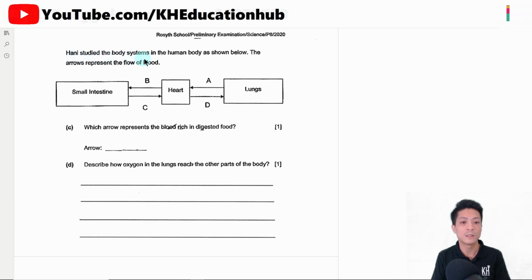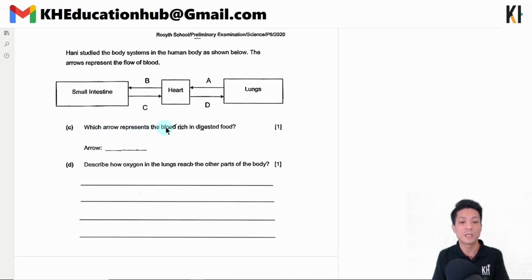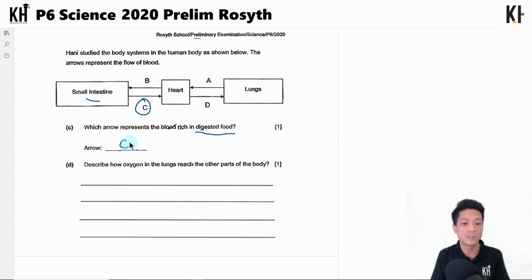Okay, so Henny studied the body systems in the human body as shown below. The arrow represents the flow of blood. Okay, so the small intestine, the heart and the lungs. Which arrow represents the blood that is rich in digested foods? So definitely it must come from the small intestine, and it must be arrow C, where the blood is leaving the small intestine. Okay, describe how oxygen in the lungs reach the other parts of the body.